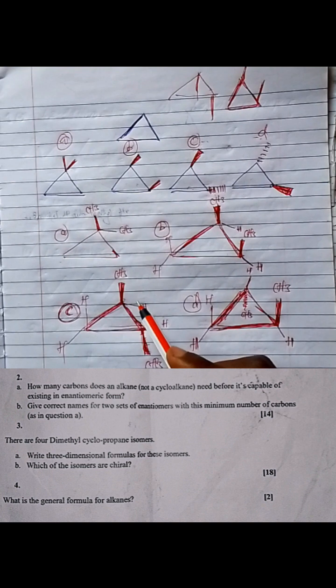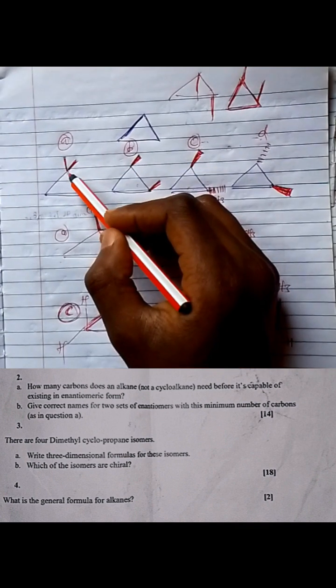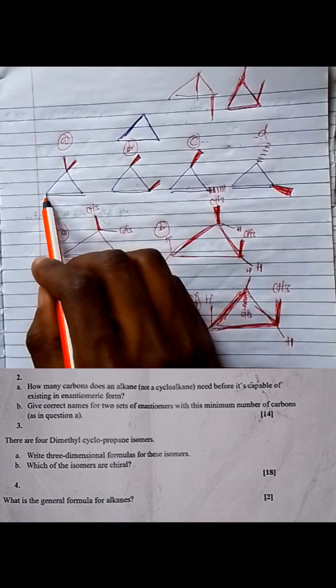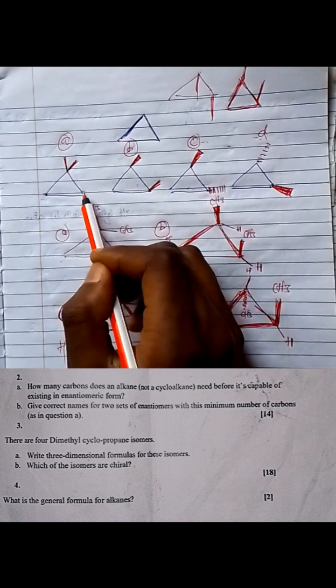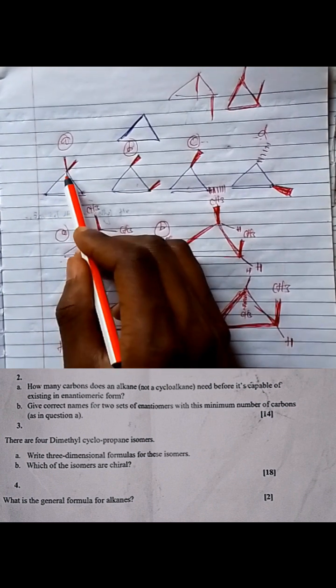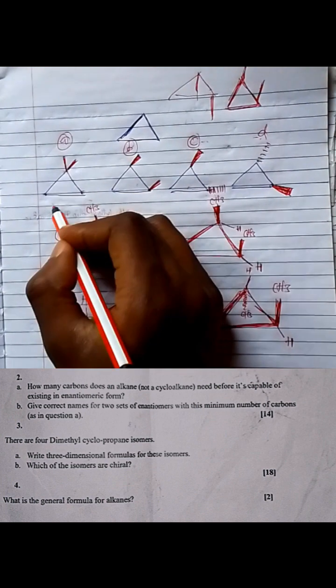Another way to know whether it's an enantiomer or not is to identify the chirocenters. If you look at this one, how many chirocenters are there? This is not a chirocenter because there are two similar groups. Here, this is not a chirocenter. Here, this is not a chirocenter. Therefore, this is achiral.